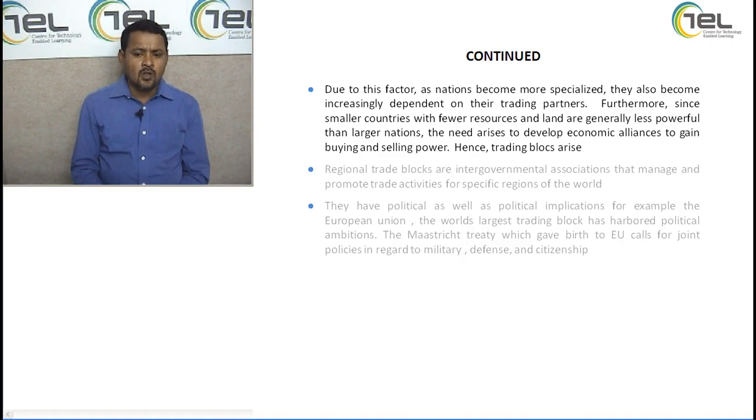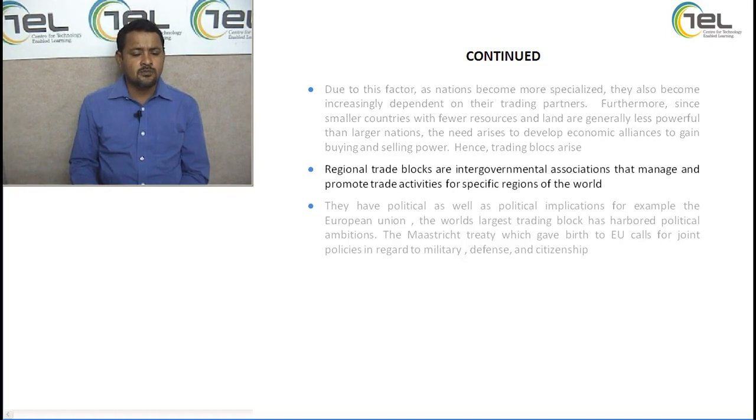So these trade blocs act as an intergovernmental association that manages and promotes trading activities for specific regions of the world. So trading blocs have become necessary. We have already discussed the European Union in detail. Today we are going to discuss NAFTA, ASEAN, APEC and SAARC.